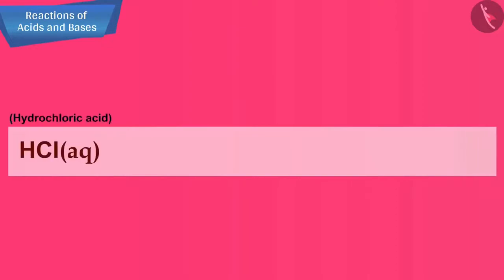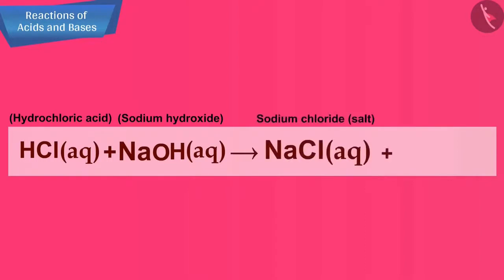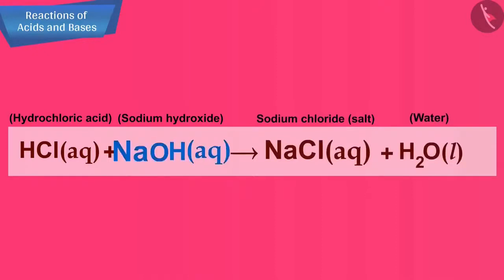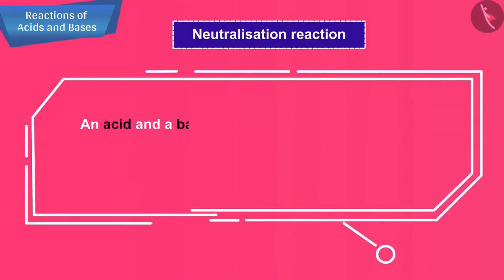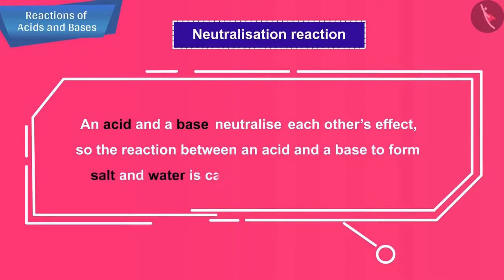If hydrochloric acid is treated with a base like sodium hydroxide, then neutralization occurs and there is a formation of sodium chloride, salt and water. The base neutralizes the acid and destroys its acidity. Since an acid and a base neutralize each other's effect, the reaction between an acid and a base to form salt and water is called neutralization reaction.